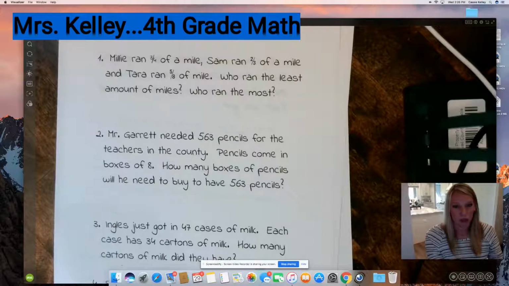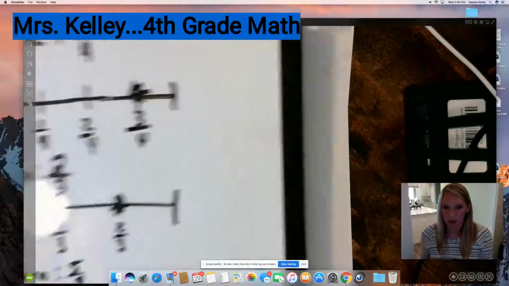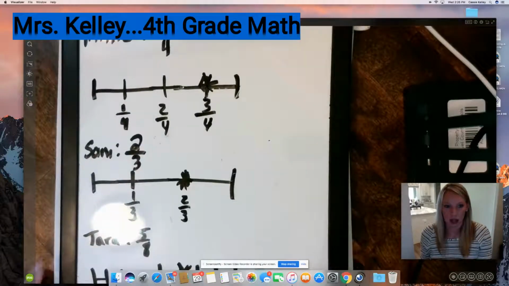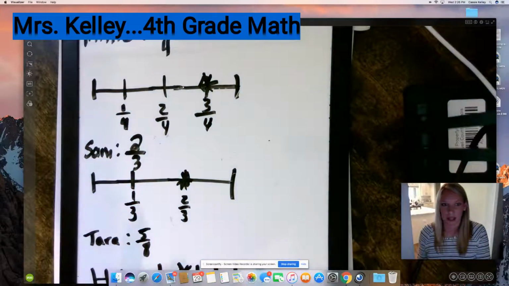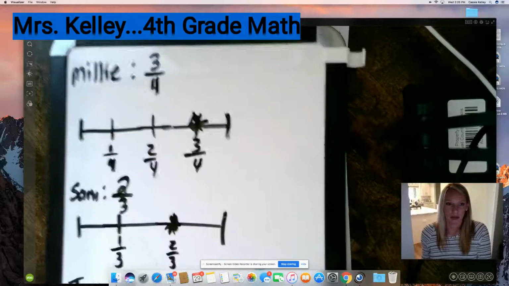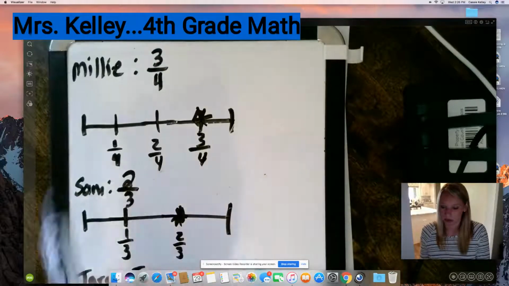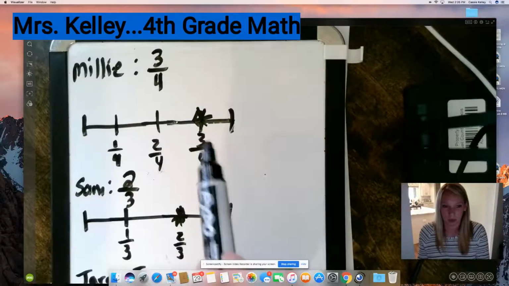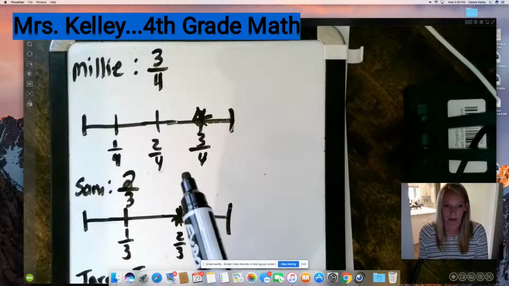Whenever we're talking about distance with fractions, a great way to do this so that you can see visually is to create a number line and put your fractions on that. Then you can compare them much easier. So I went ahead and drew my number line. Here I have Millie, and she ran 3/4 of a mile. So I drew my number line, I separated into fourths, and I put a star right here on 3/4, which is how far Millie ran.